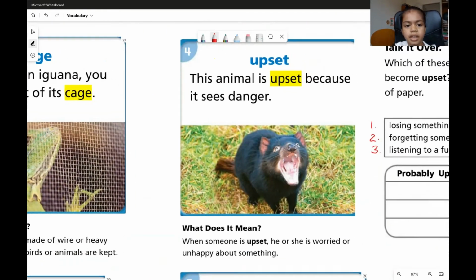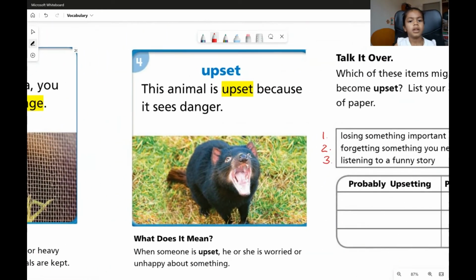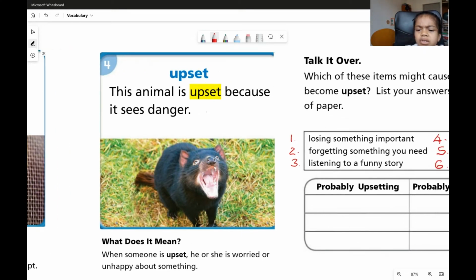Let's move to the next word, which is upset. This animal is upset because it sees danger. So do you know what upset means? It means like worried or unhappy about something. If you don't really understand, I have an exercise.